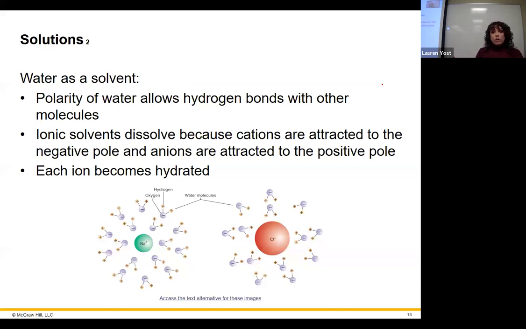All right, using water as a solvent, that's the number one most important thing, the hydrogen bonds and how we can form hydrogen bonds with other molecules. So our ionic solutes are going to dissolve because cations are attracted to the negative pole, whatever. So we know that these things have some sort of aspect of charge to them or affinity for a charge. That's what keeps everything dissolving in water.